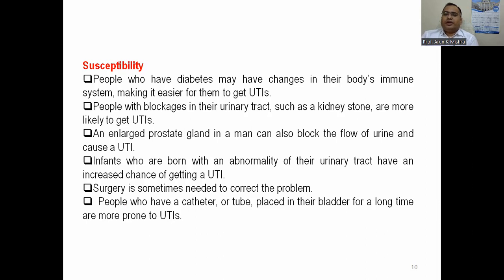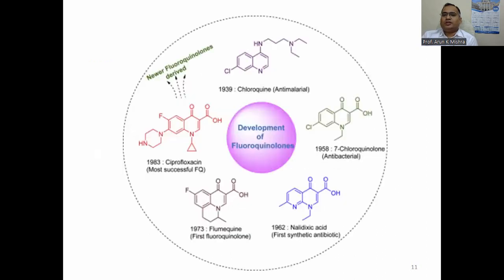Some infants who have an abnormality of the urinary tract have quite a high possibility of UTI. So in order to rectify these types of problems, surgery is recommended. And if a patient uses a catheter for a longer time, there is every chance that UTI may happen and the bacteria may reach the kidney as well.